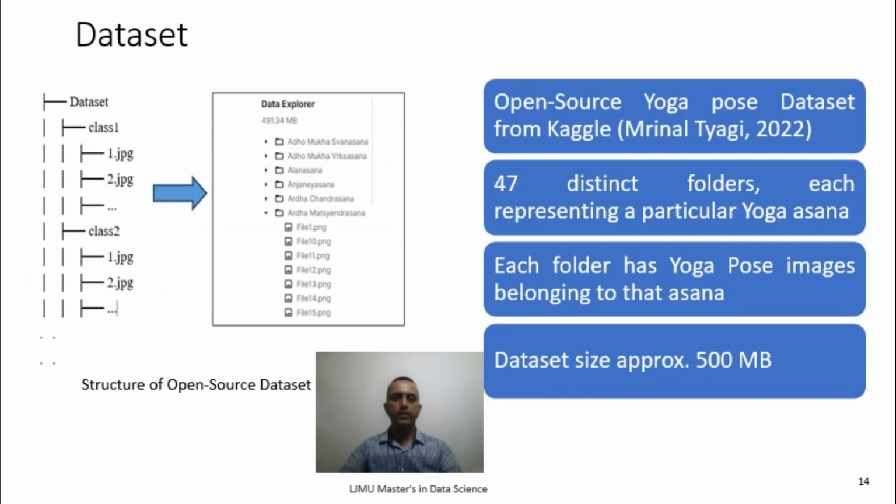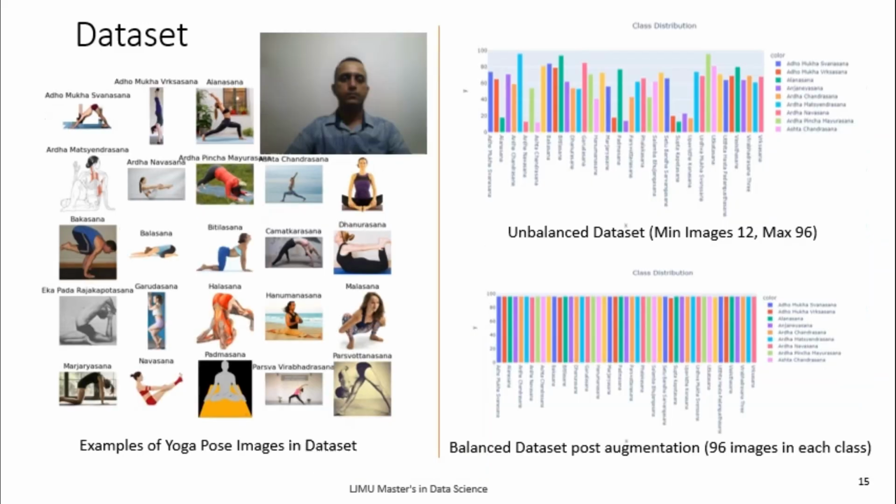Diving deeper into each component of the implementation now, the yoga dataset was an open source dataset sourced from Kaggle. The dataset had 47 distinct folders, each representing a particular yoga asana class. Each folder has yoga pose images pertaining to that asana. A schematic of the dataset is displayed on the left hand side. The dataset was approximately 500 MB in size and consisted of about 2750 images of various yoga asanas. Here, we can see a glimpse of few images of the yoga asanas on the left hand side.